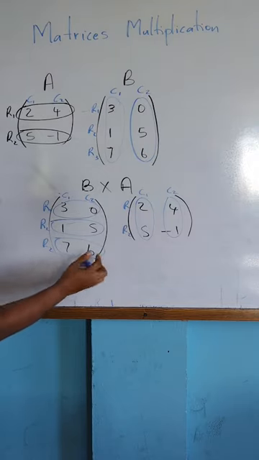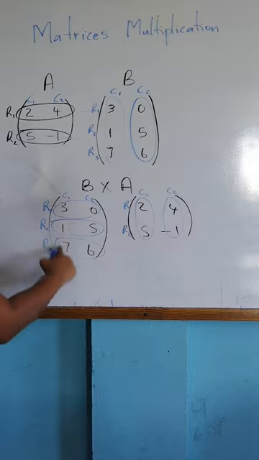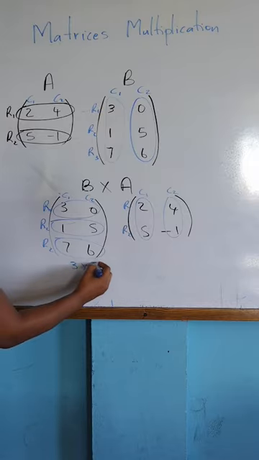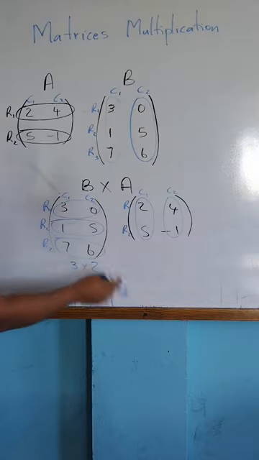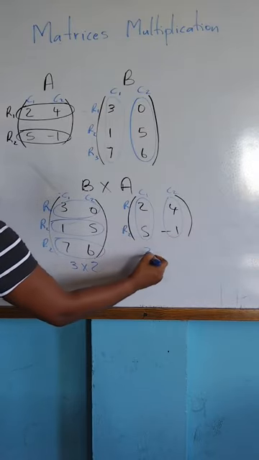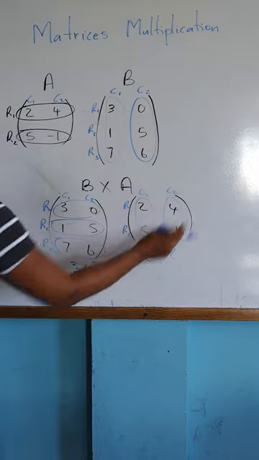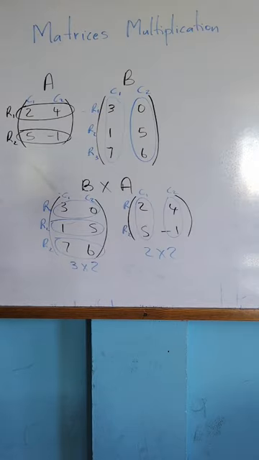I'm going to write down the order of the matrix now. The order or the size of this matrix is a 3 by 2. It has 3 rows and 2 columns. The order of this matrix is a 2 by 2. It has 2 rows and 2 columns. I can do a quick check on my compatibility.